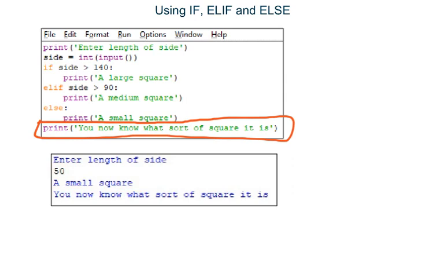This line of code is not indented, so the program must do it regardless of what has happened before. It outputs, you now know what sort of square it is.